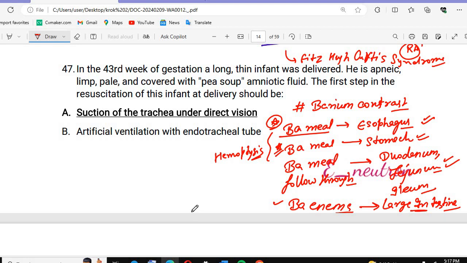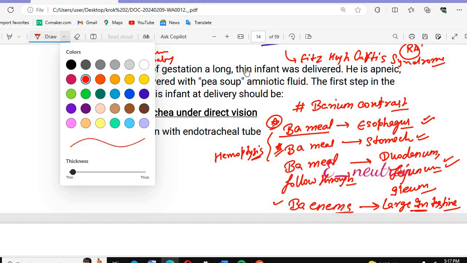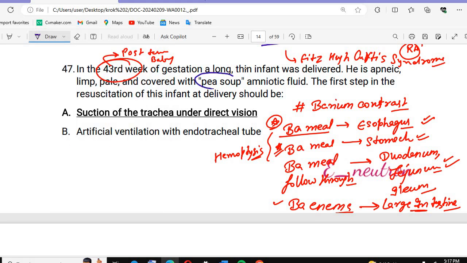The next one. Here you can see a thin infant was delivered at the 43rd week. So again, this is the post-term baby. The baby is apneic, limp, pale, and covered with pea soup amniotic fluid. Remember, pea soup amniotic fluid, so this is what? Meconium.